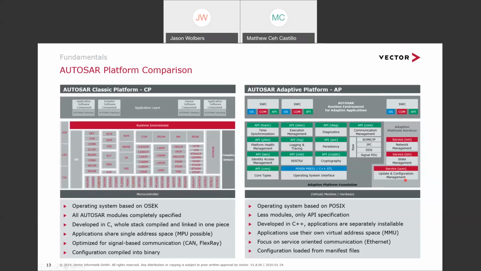And then finally, we have the update and configuration management module. This module handles loading and unloading of applications into the ECU. This is essentially how we get new applications onto our ECU.